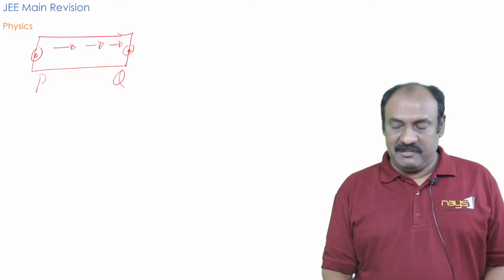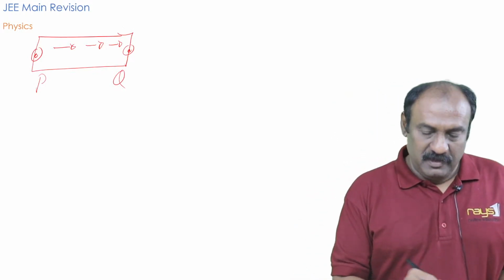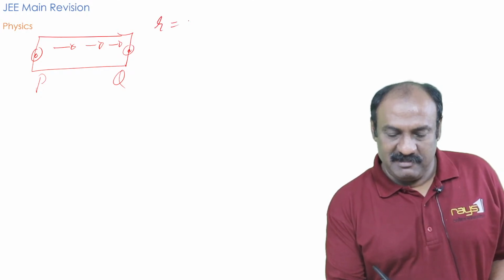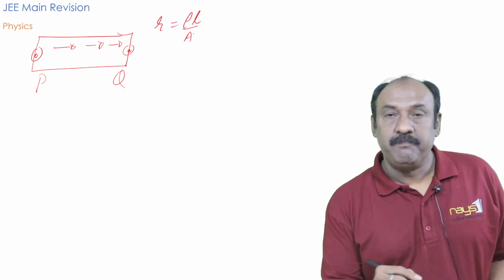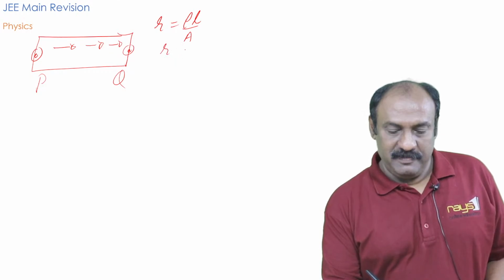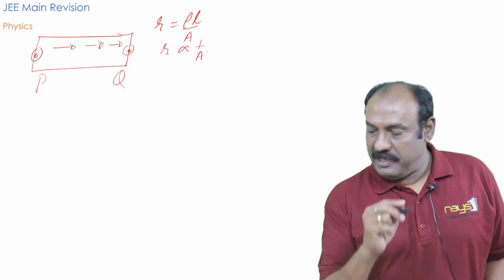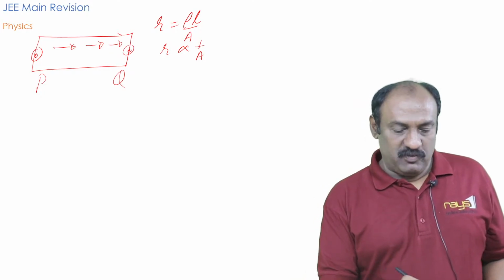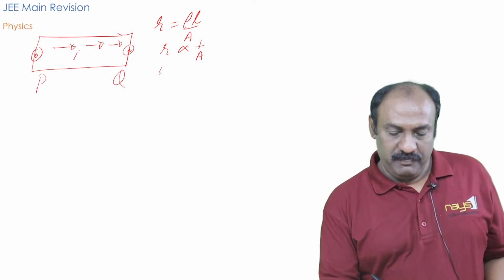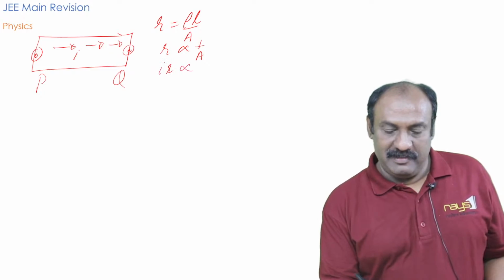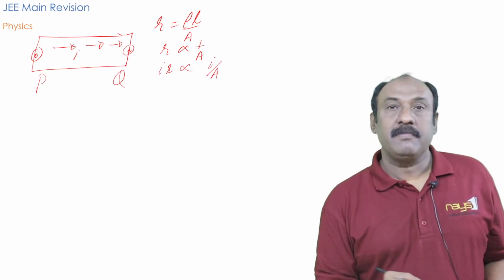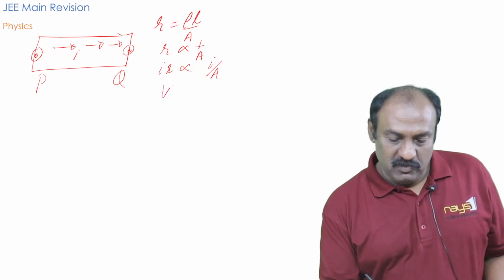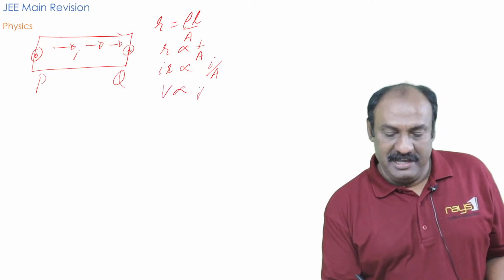So in this case the current flowing through this is equal to I. What is the resistance of the strip here? Resistance of the strip equals rho L by A. So this resistance R is inversely proportional to A. Multiplying by the current I flowing through the strip, I into R is inversely proportional to I by A. But I into R is the potential difference between the ends of the strip. So V is directly proportional to I by A, which is J.